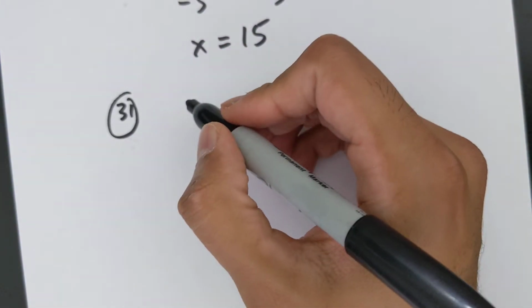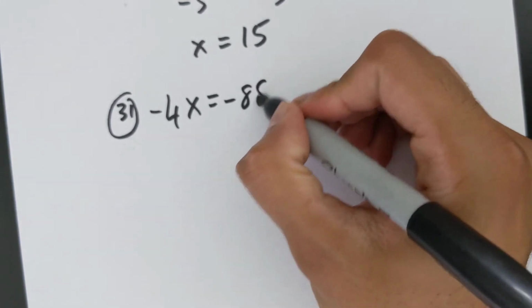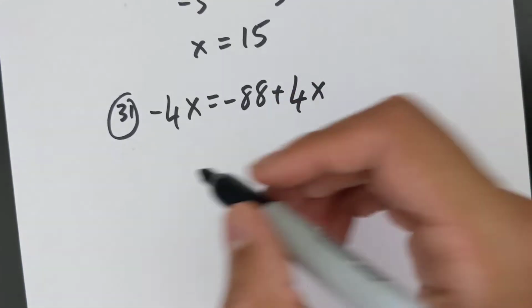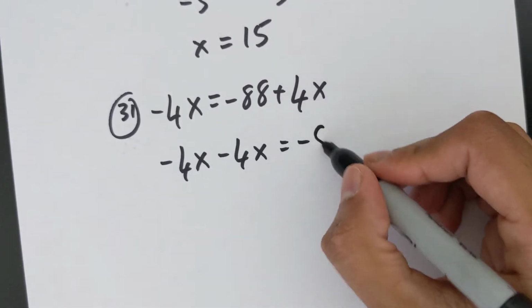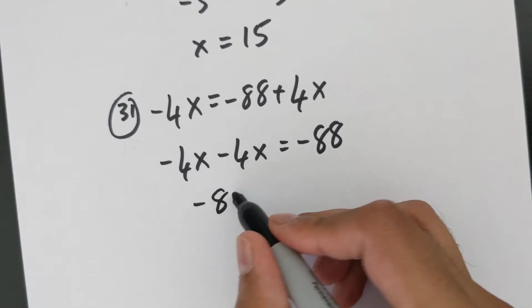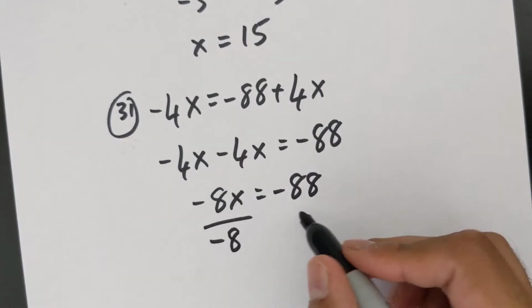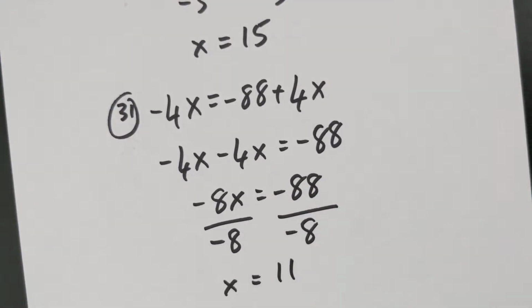Same thing in question 31. I have negative 4x equals negative 88 plus 4x. I'm going to move this 4x to that side. It becomes a minus 4x. Combine these two like terms, it becomes negative 8x. Now I'm going to divide by negative 8. Get x equals 11.